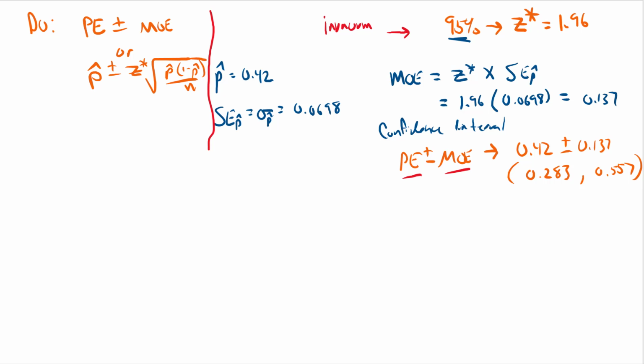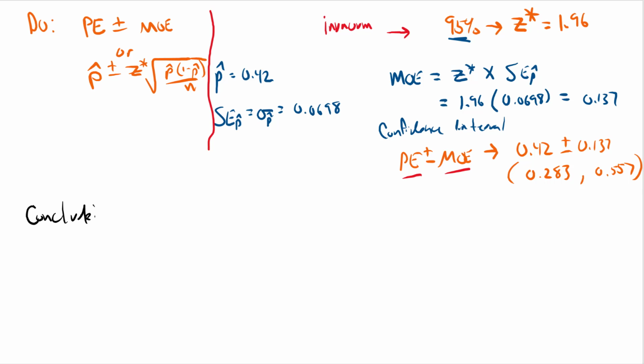Now, this again, the 0.283 to 0.557 is your interval that we used for being 95% confident. The last step that you're going to worry about doing here is actually your conclusion, right? So, state, plan, do, and conclude. So you're going to do your conclude.